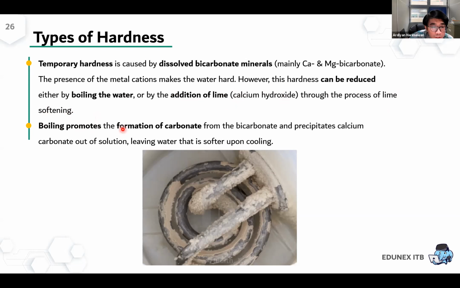The boiling of the water will induce the formation of carbonates. Bicarbonate is dissolved and the carbonate is not dissolved, so it will be precipitated. Calcium carbonate will be precipitated, meaning it changes from dissolved into solid. So it will be precipitated, and then you can separate the solid.